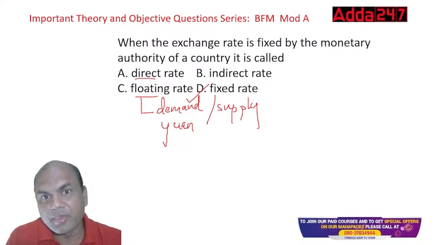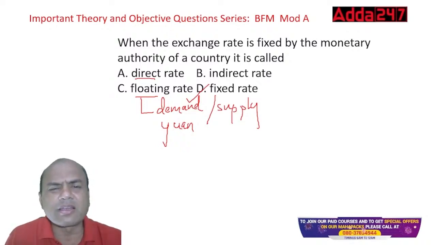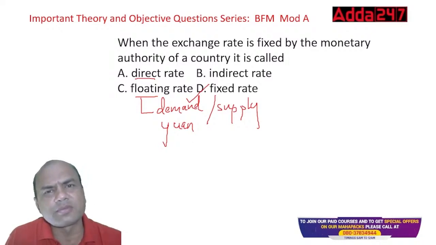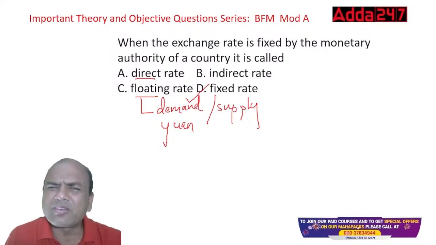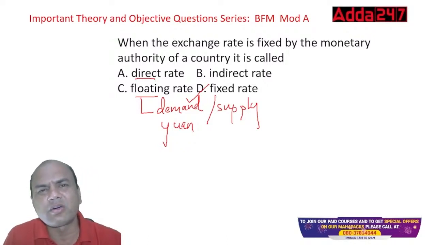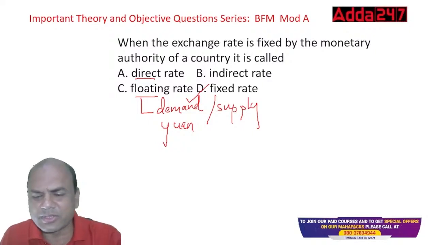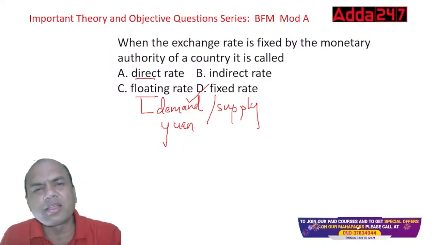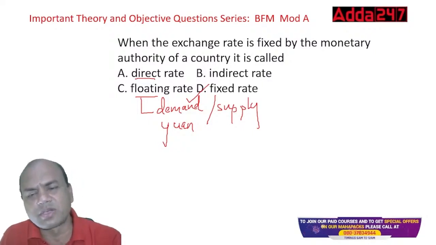Some other countries, like I gave you North Korea, there are some other minor countries as well. Some biggest oil-producing country that is having a fixed rate. Forget it. What is important is that the government interferes over here.